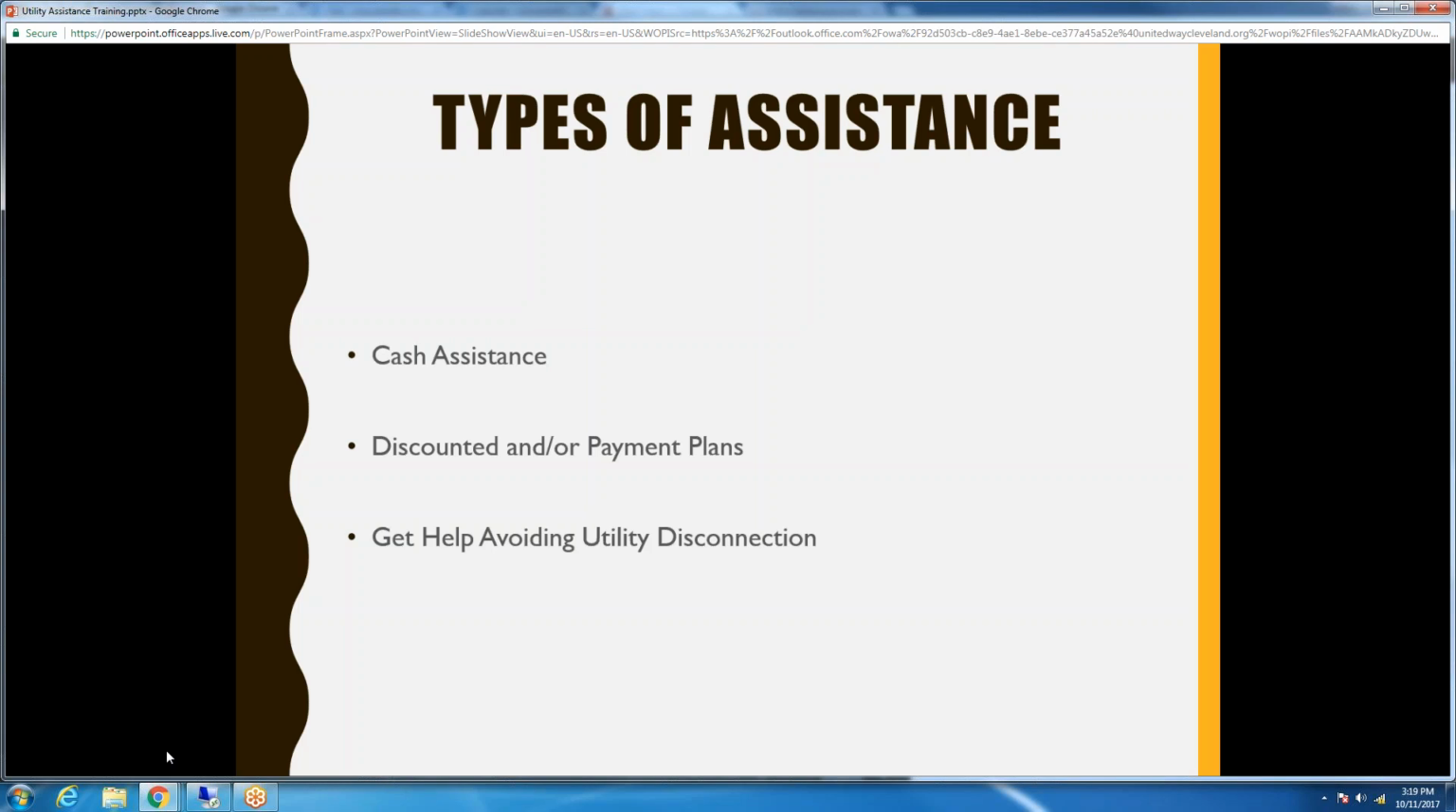already been shut off. Discount and/or payment plans are programs that provide services at below normal rates or offer a levelized payment plan. And getting help avoiding utility disconnections are programs that help people avoid a disconnection or possibly restore service. For 211, this is primarily related to those with medical conditions, except for the winter reconnection order, which anyone can use.